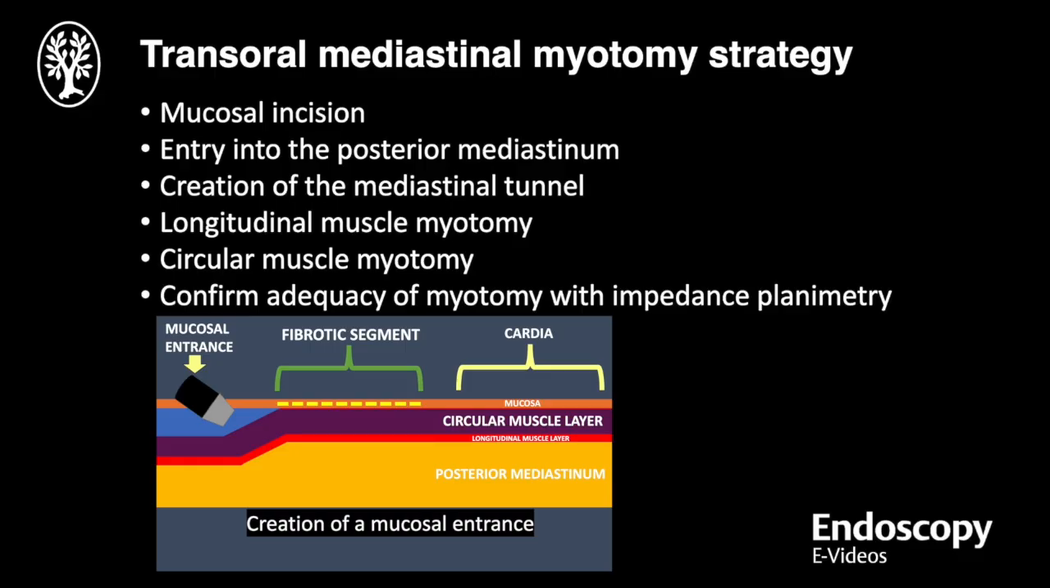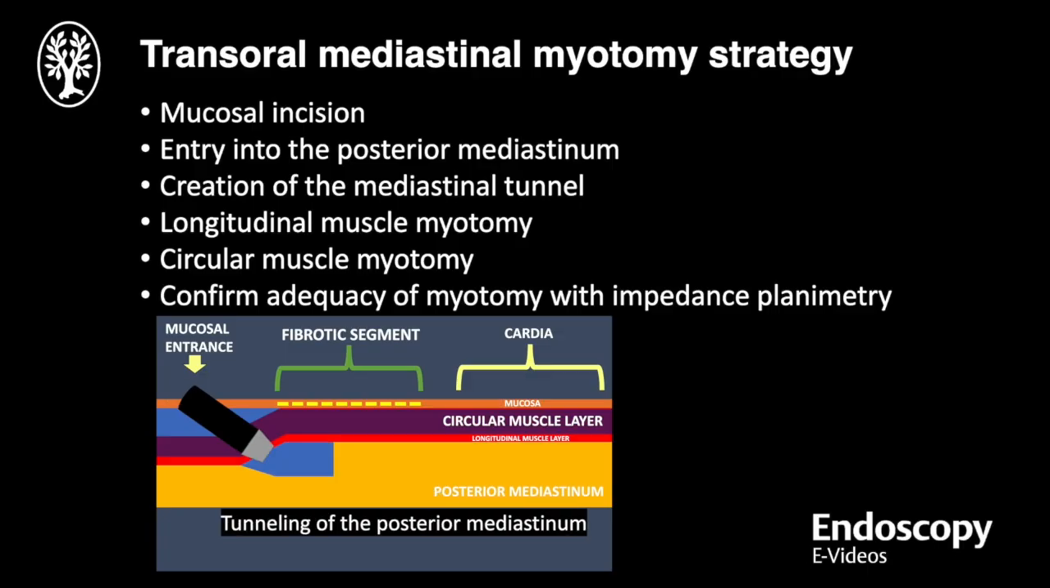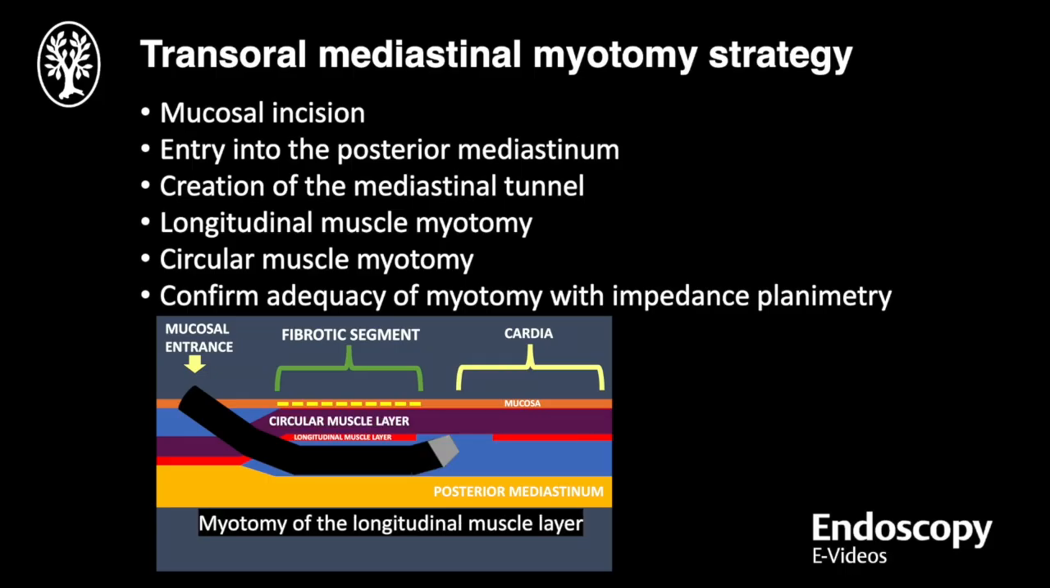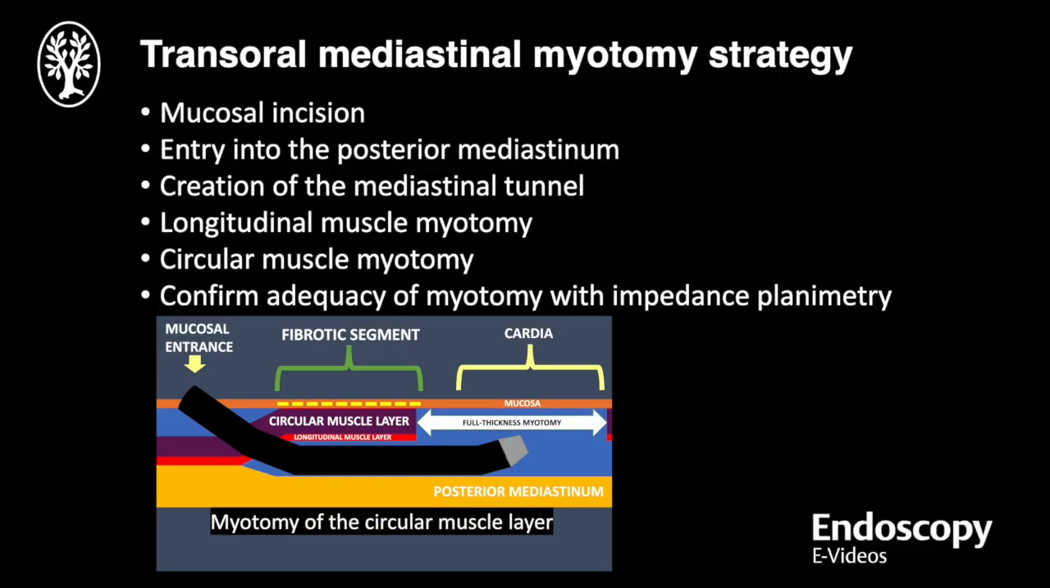A mucosal incision is made and the muscular layer is transected at the area of fibrosis. The endoscope is advanced into the posterior mediastinum and a short tunnel is created along the axis of the esophagus. We then proceed with myotomy of the longitudinal muscle layer, followed by the circular muscle layer up to the level of the cardia. The adequacy of the myotomy is evaluated by both direct intraluminal inspection of the cardia and impedance planimetry.